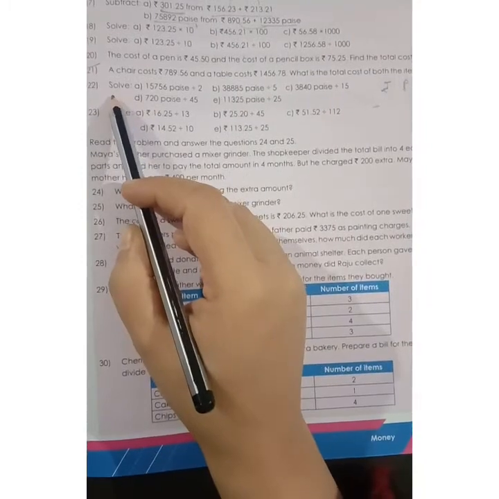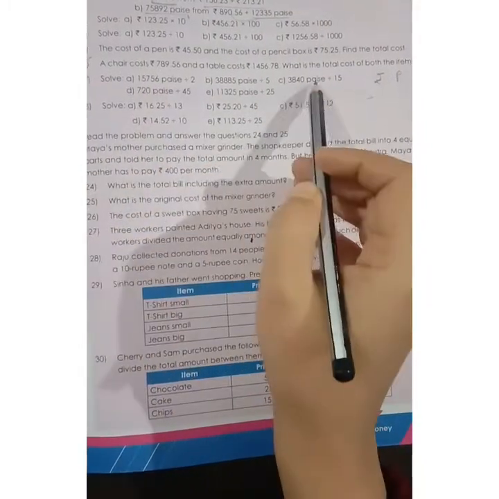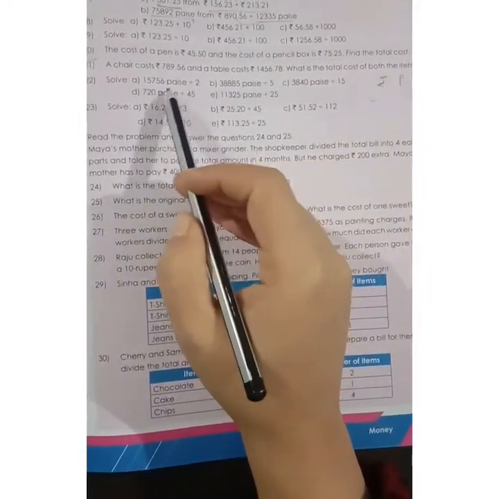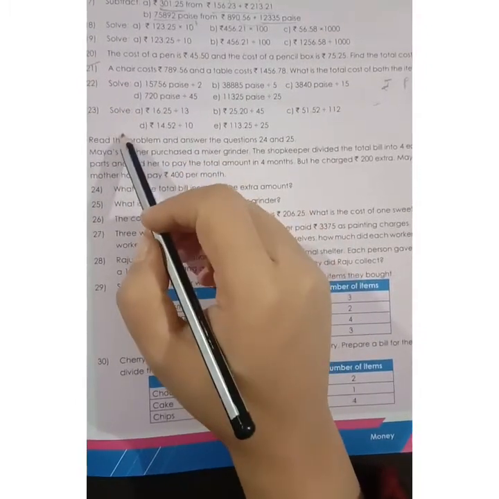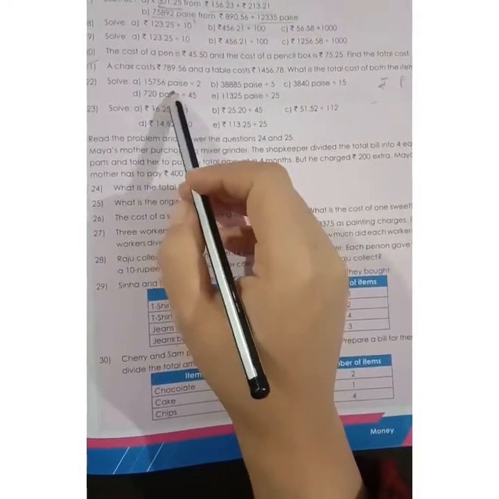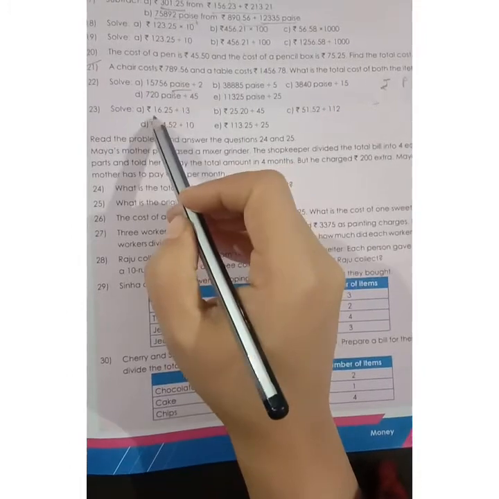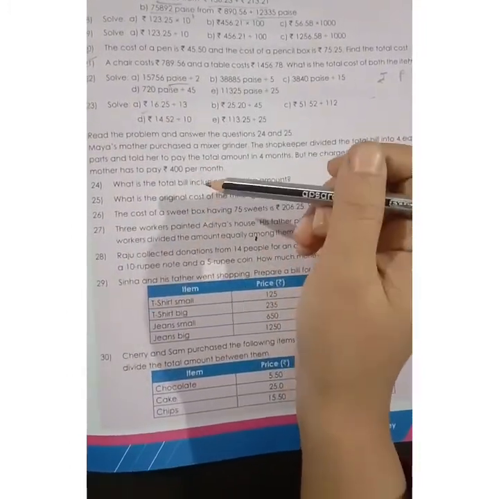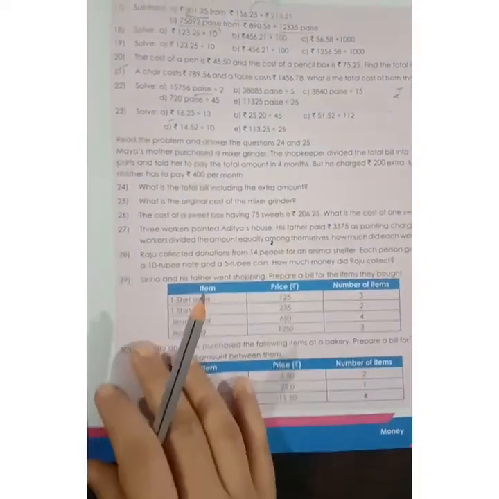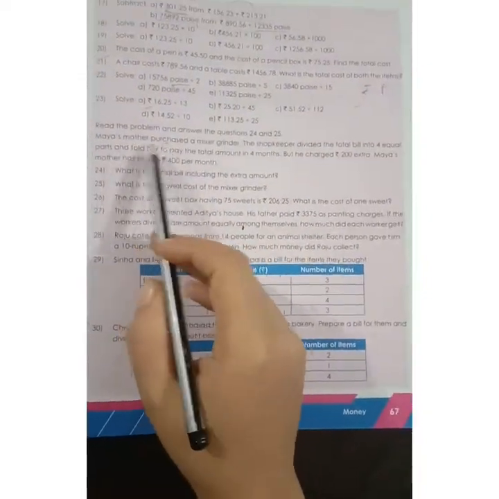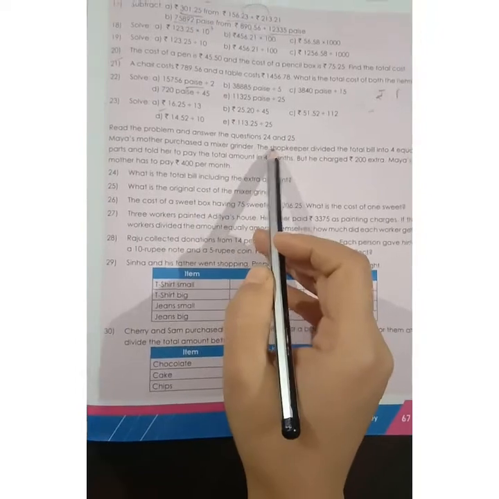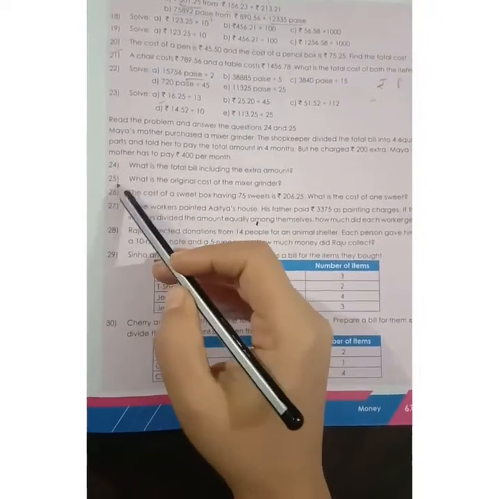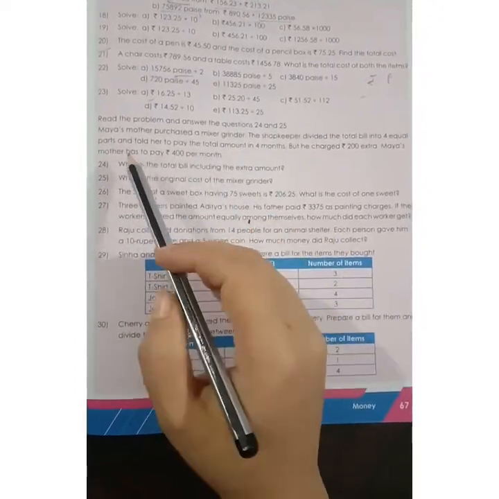Question number 22, solve. That is all about division. The division signs are given here. First, question numbers 22 and 23 are the same. 22 is division of paise and the next is division with remainder. So these two, children, you have to do by yourself. Okay. Now the next question is, read the problems and answer questions 24 and 25. So 24 and 25 are from this unit.